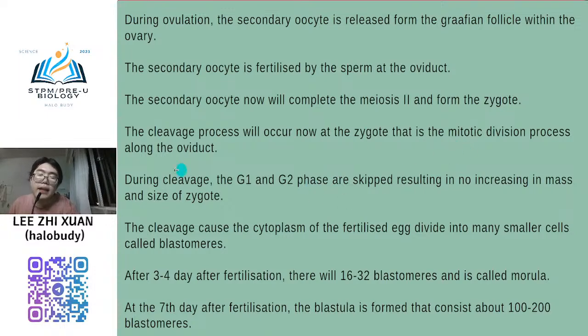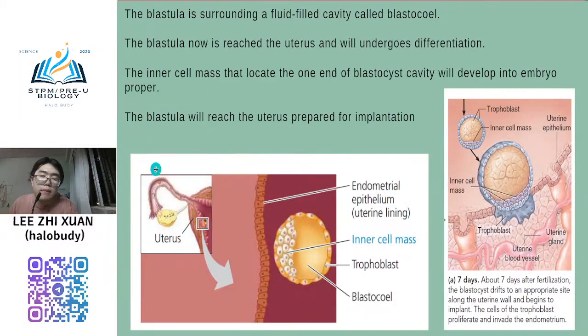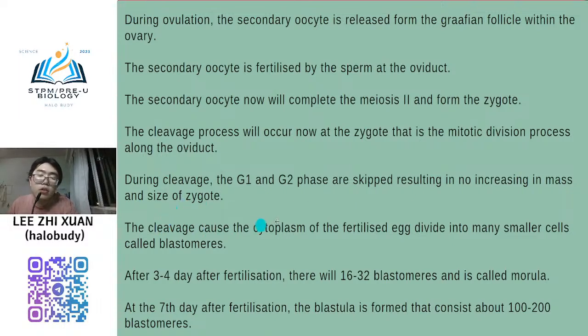So that is why you see that the size of the cell is not increased. Actually, the size is the same. Just that inside the one cell there are many cells, but the size is the same. Okay, so the cleavage causes the cytoplasm of the fertilized egg to be divided into many smaller cells called blastomeres.